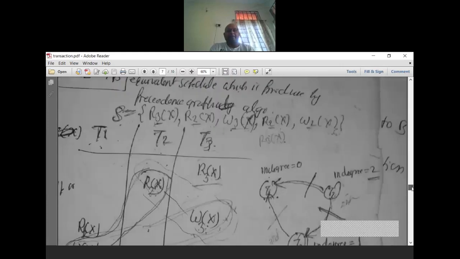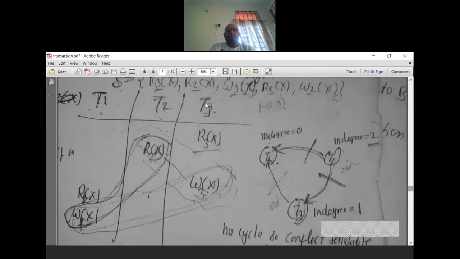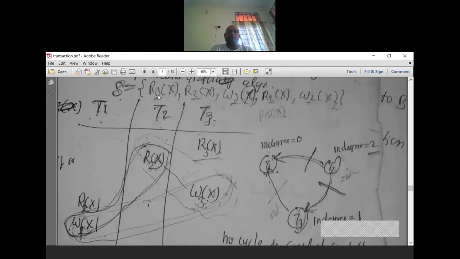See this one, it is given like this. Suppose this schedule is given to us. Our question is whether this schedule is a conflict serializable schedule or not. Now, read 3x means transaction 3 is performing a read operation. There are a total of 3 transactions: transaction 3, transaction 2, and transaction 1. Suppose the third transaction is performing a read operation on data item X, so I have written it under the third transaction. Read 2x means the second transaction is performing a read.